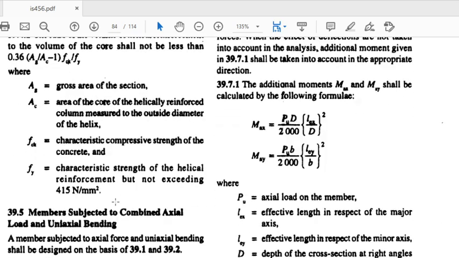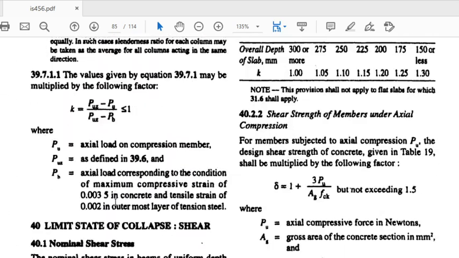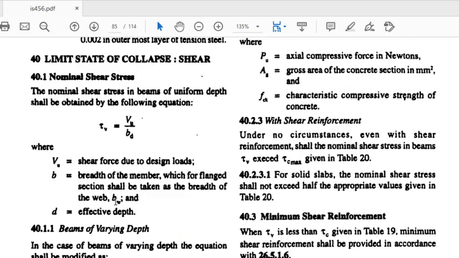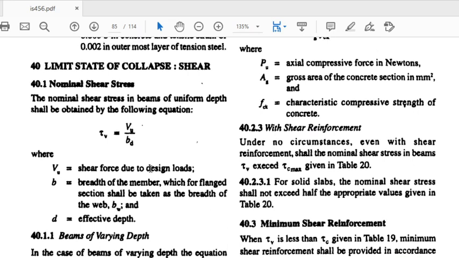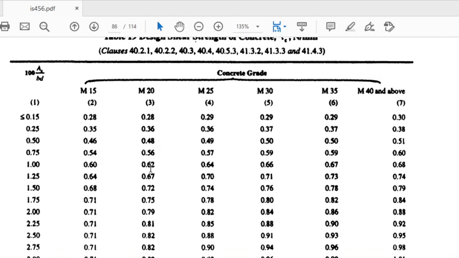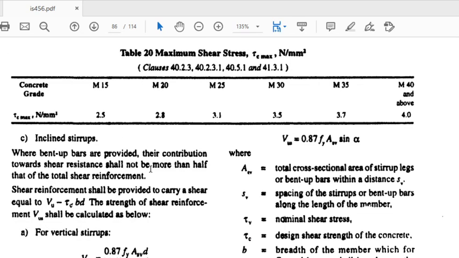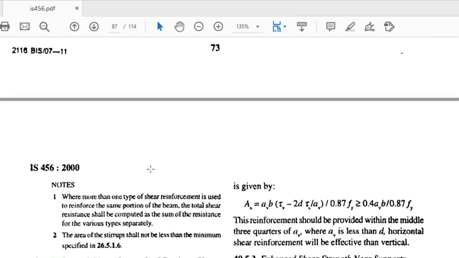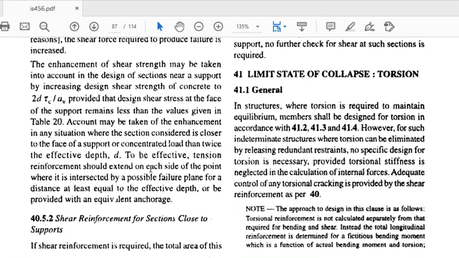Next is all other things, some of which we will be studying. Then in the limit state of collapse, there is shear. I will take this in the class when the problem comes and explain it. That will be the best way, so you will remember why these tables are very important. We will be using these tables for the design. Next is the limit state of collapse for torsion. These are the four limit states of collapse.